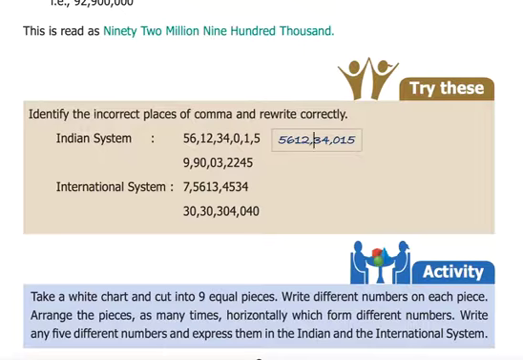Okay, after here, after again two digits. That is how you have to put the comma mark. You can do it for this one. Similarly, let me write it for international system also. Let's first write the number 75613 4534.